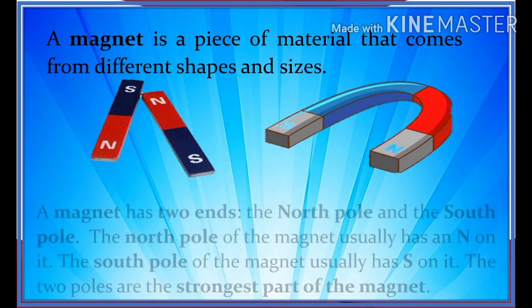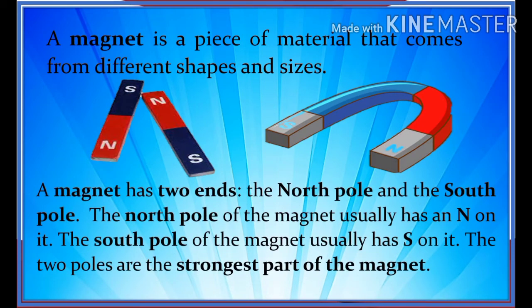A magnet has two ends. What are the two ends of the magnet? The North Pole and the South Pole. The North Pole of the magnet usually has N on it, and the South Pole usually has S on it, and the two poles are the strongest part of the magnet.